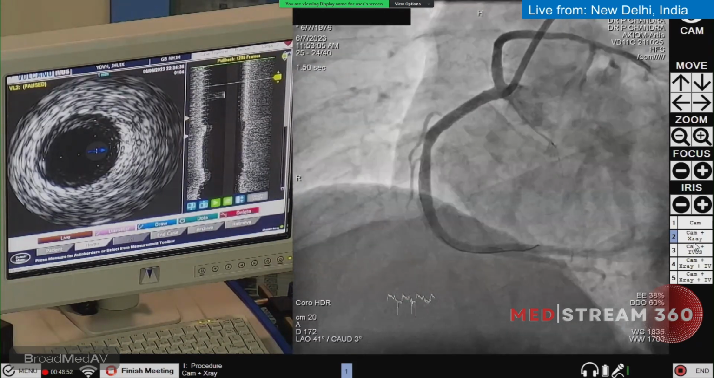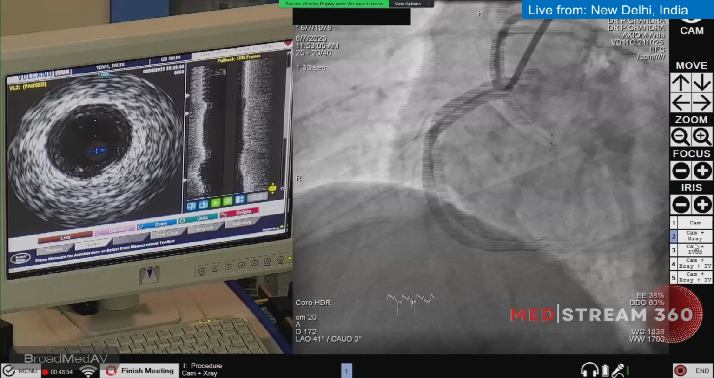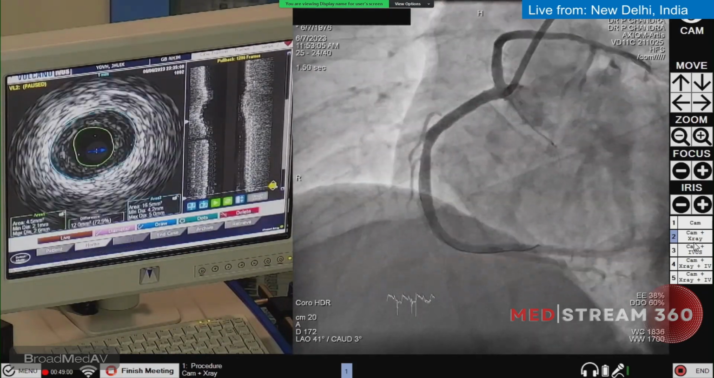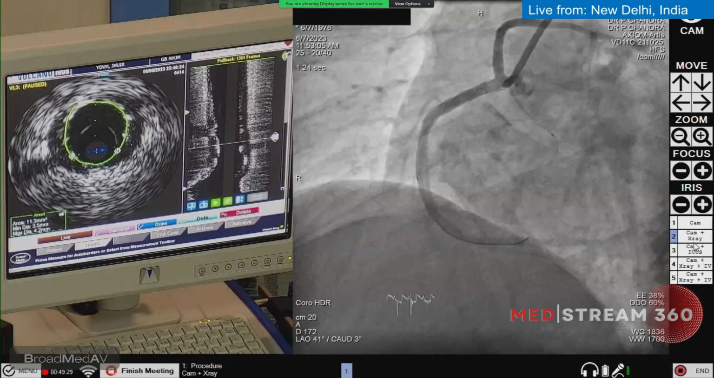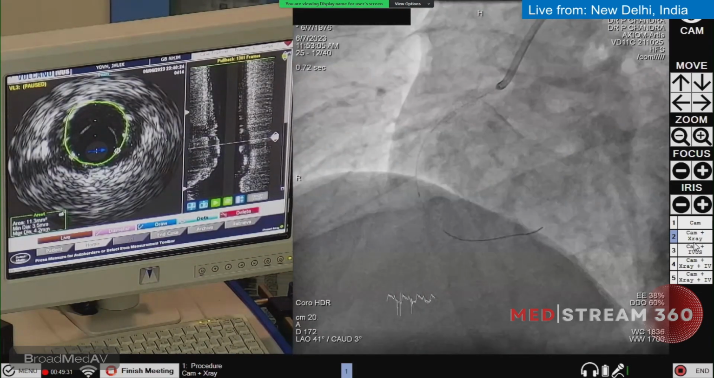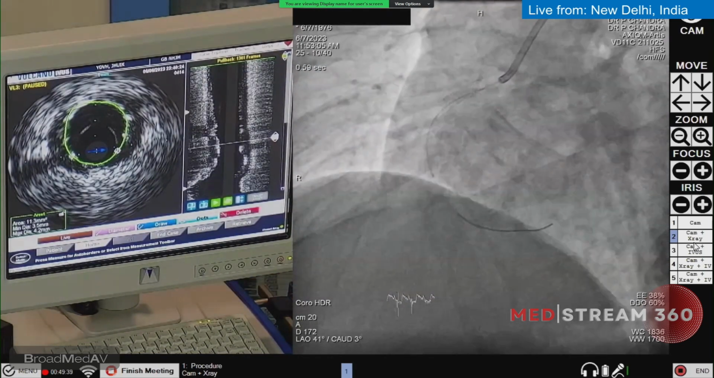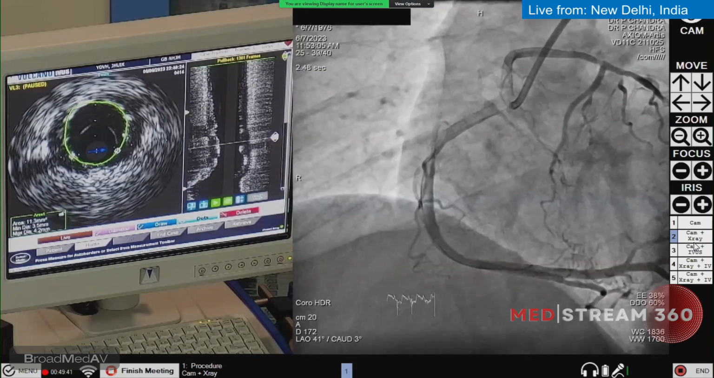The circ also looks very good. There is no recoil. There is no dissection. The branches are flowing nicely. Let's show the MSA. How much is the MSA? This is 11.3 square millimeters, which is very good. I think the chance of any recurrence will be very low in this case. So we are okay. We can take one more shot, another view, and that's it.